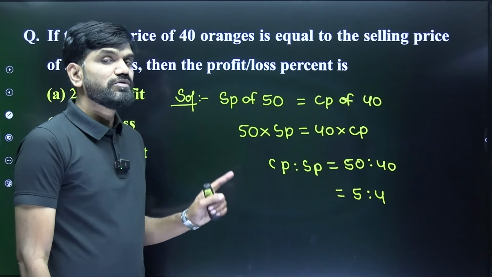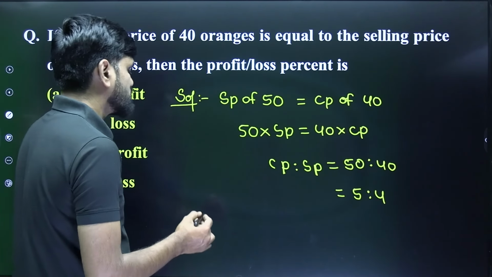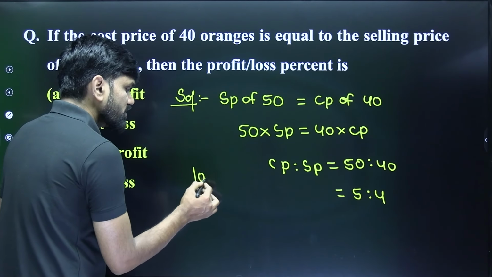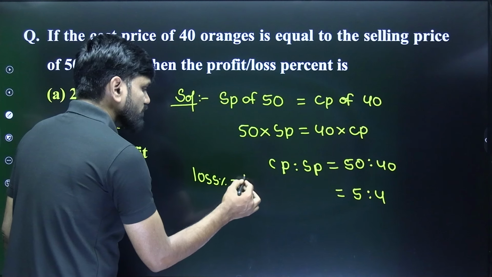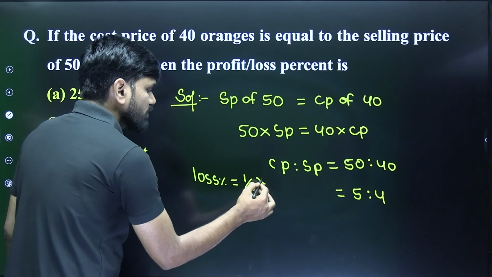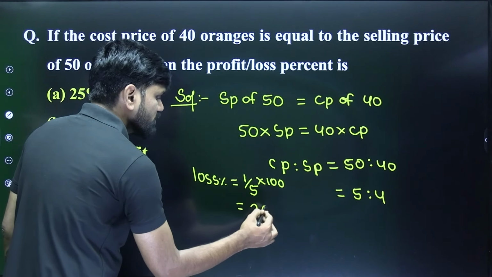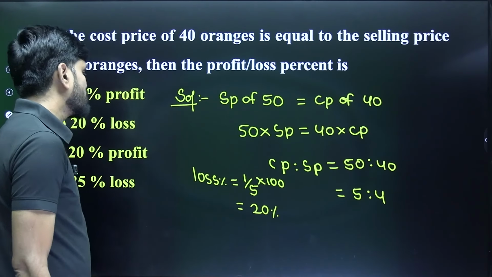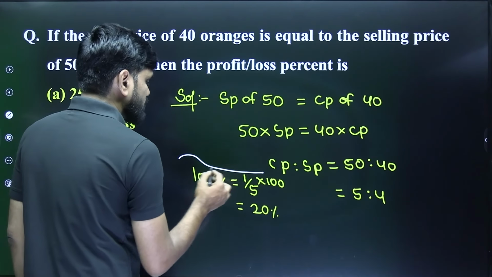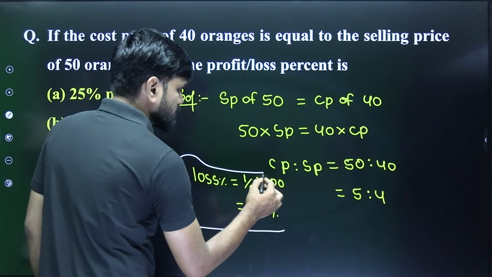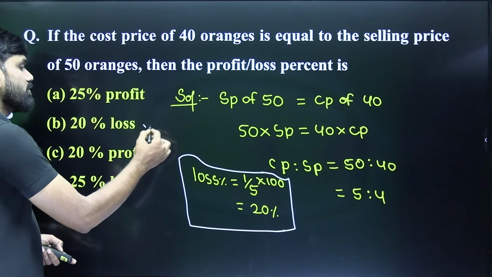So a 5 rupee article is sold for 4 rupees. That's the meaning. So 5 is to 4 means in the transaction there is a loss. A loss of how much? 1 for every 5. 1 by 5 into 100 gives you 20%. So there is a loss of 20% in the transaction. Hence it has to be 20% loss. Right? Option B.